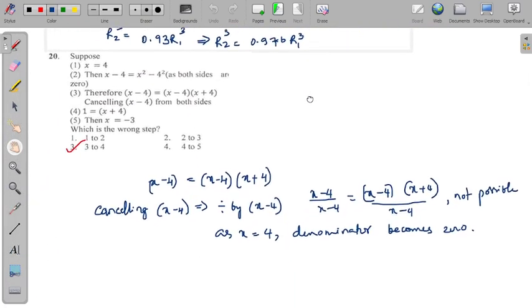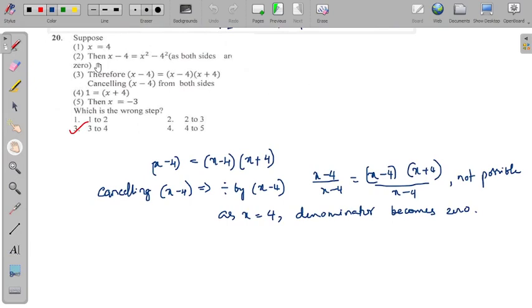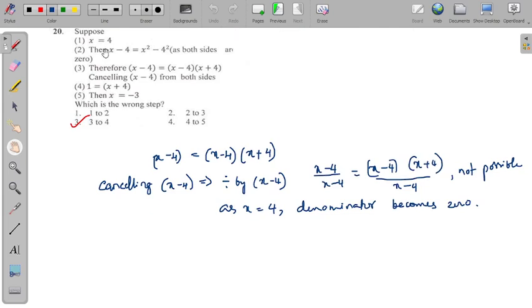Now the last question here. Suppose x is equal to 4, then x minus 4 equals x square minus 4 square, as both sides are 0. Therefore x minus 4 equals x plus 4 times x minus 4 using the formula, splitting, cancelling, then x plus 4 equals 1, then x equals minus 3. This is not possible because we have taken x equal to 4. Which of the following is the wrong step here? Obviously, this 3 to 4.